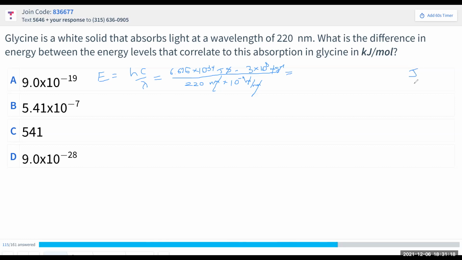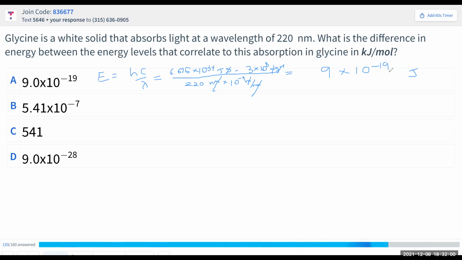What do you get for the energy of a photon? Anybody who has the number for me? The energy of this photon in joules is... You just plug in these numbers, okay? Plug and chug in your calculator. If you do that, what do you get? Okay, thank you. That's easy. If you do that, you're going to get apparently 9 times 10 to the power of minus 19 joules. This is the energy of one photon.